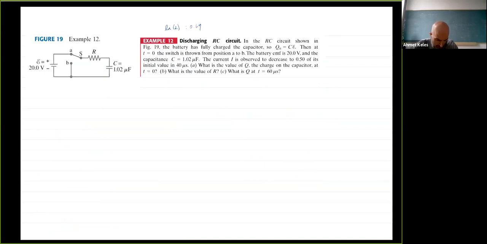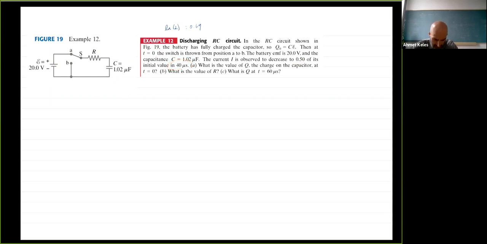So this is example 12 from your book, a discharging RC circuit. In the RC circuit shown in the figure, the battery has fully charged the capacitor. So Q0 is equal to C times E. You first charge the capacitor fully, and then at T equal to 0, the switch is thrown from position A to B, from here to here. So when you connect to here, the battery is completely out, so it doesn't matter what it is. The battery EMF is 20 volts and the capacitance is 1.02 microfarad. The current I is observed to decrease to 50% of its initial value in 40 microseconds.